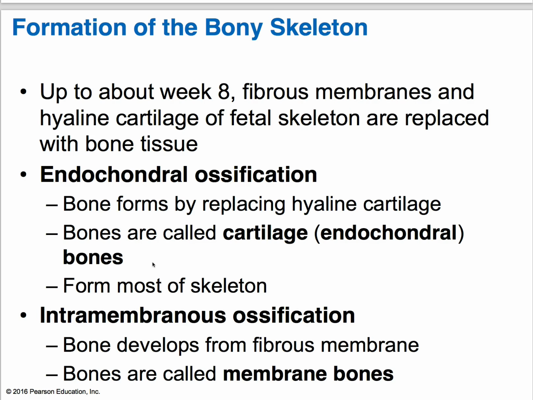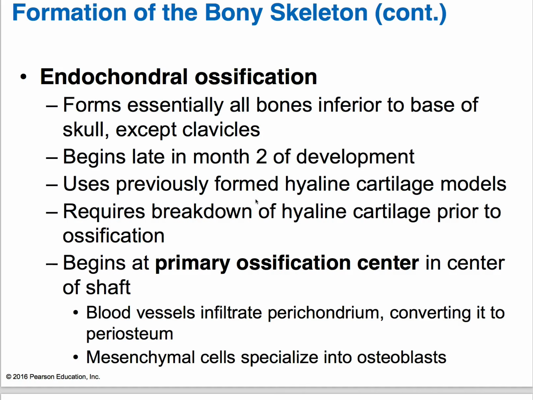All right. Now the other type is intramembranous ossification. As the name implies, this type of bone development occurs from the fibrous membrane, and these bones are called the membrane bones. The difference between these two we're going to be looking at in detail in a little bit, but in a nutshell, most of the flat bones develop through intramembranous ossification, while the majority of the bones that make up your limbs, the long bones, tend to be endochondral, developed by endochondral ossification.